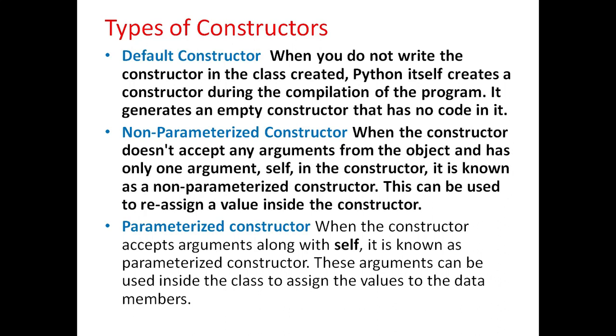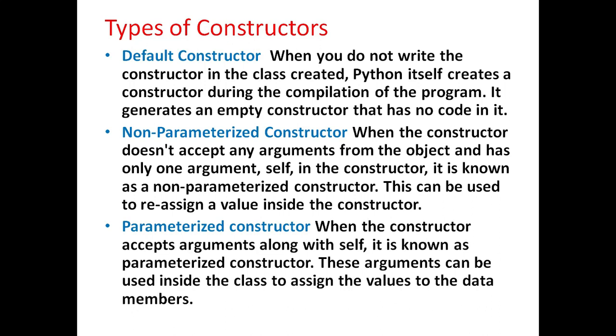Non-parameterized constructor. When the constructor doesn't accept any arguments from the object and has only one argument, self, it is known as a non-parameterized constructor. This can be used to reassign a value inside the constructor. And parameterized constructor. When the constructor accepts arguments along with self, it is known as a parameterized constructor. These arguments can be used inside the class to assign the values to the data members.